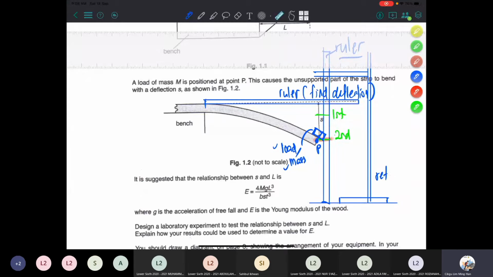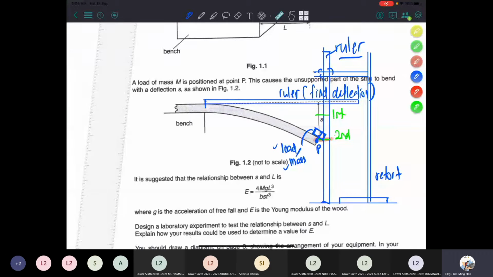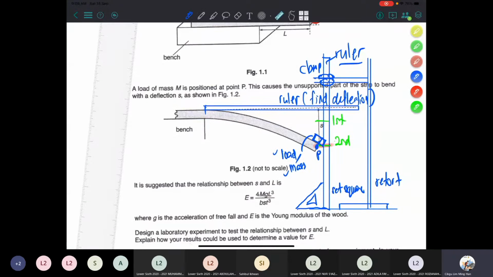So this is the retort stand, and this is your clamp, because you need it to be vertical. Another thing you can do is add a set square here to make sure that the ruler is vertical. This is one of the things that you must put in your diagram to get the mark, something like additional information.